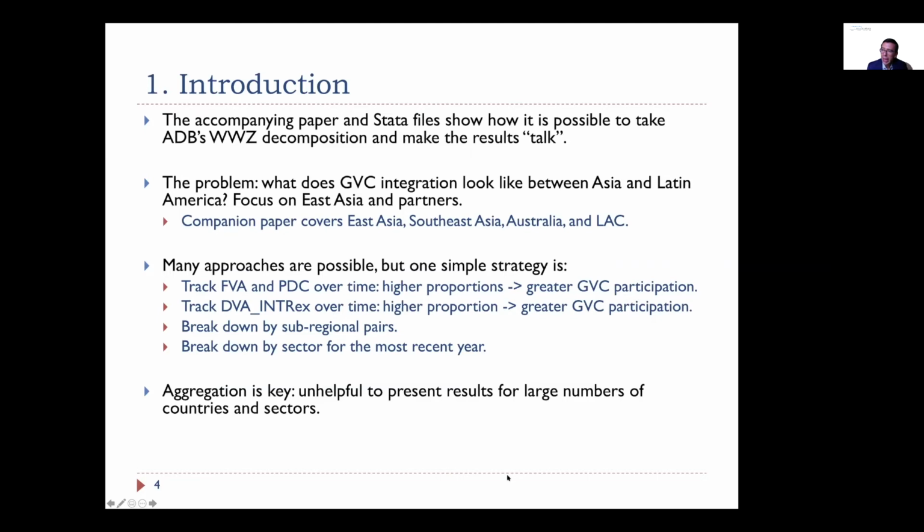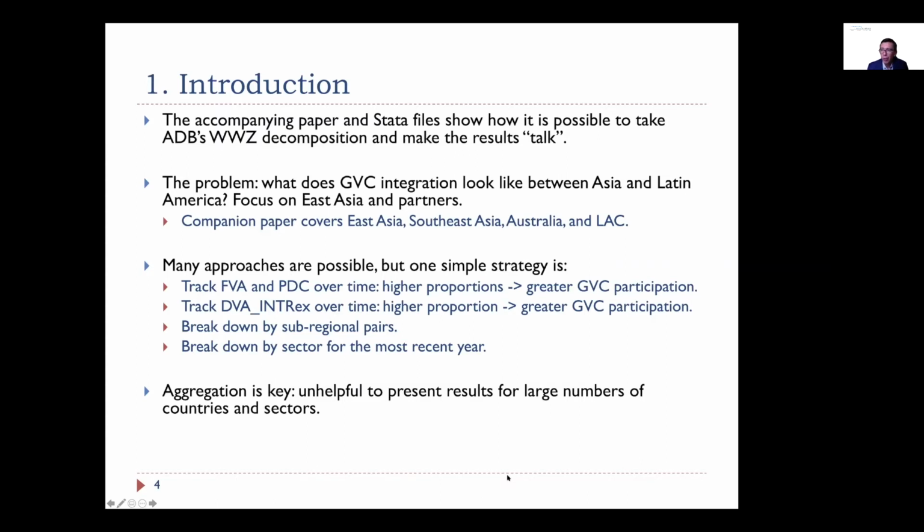Then I can break it down by sub-regional pairs, because we're starting from a bilaterally and sectorally consistent decomposition. And then I can break it down by sector for the most recent year. So again, this is just giving you a sense of the sorts of results that I've been able to pull out.